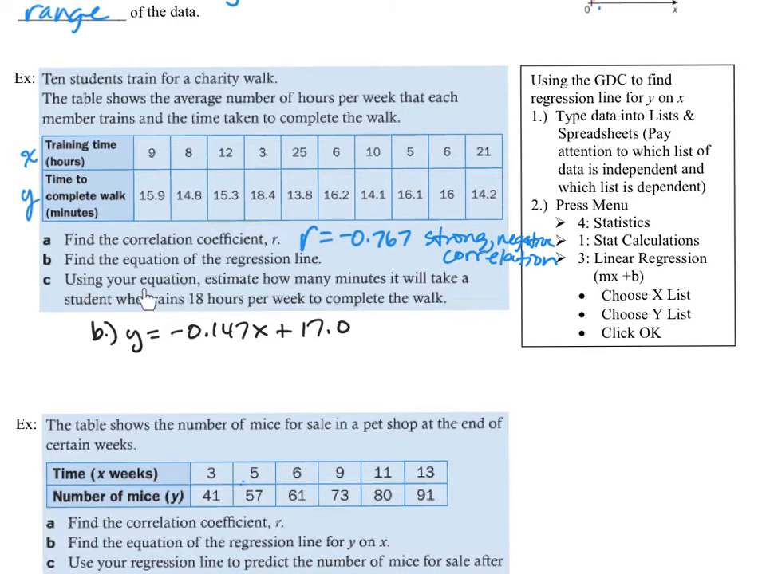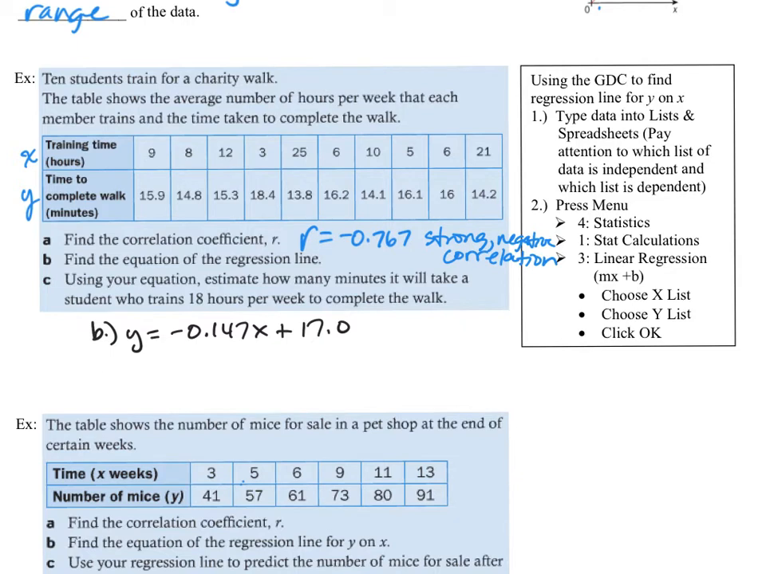Letter C says, using your equation, estimate how many minutes it will take a student who trains for 18 hours to complete the charity walk. If you look up here, our x values range from the smallest value, 3, to the biggest value, 25. So 18 definitely falls in the range of those x values. That means we can use the line as a predictor.